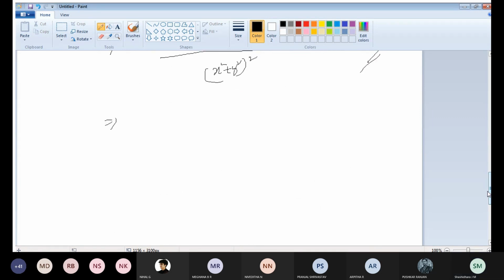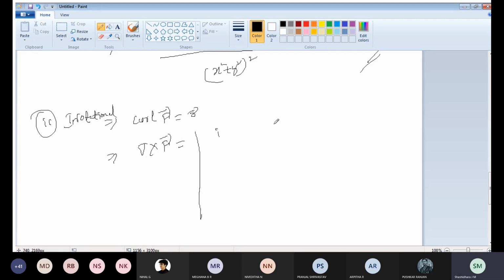Similarly, the second one is irrotational. That is, curl vector f. Now we have to prove that curl vector f equal to 0 vector. So curl vector f is nothing but del cross vector f. That is the determinant. We have to prove this result.